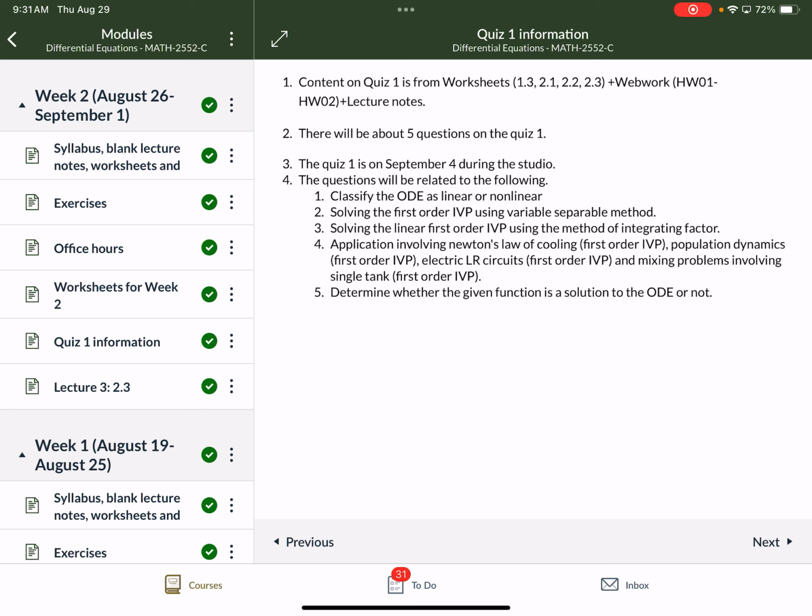Now, what is the best way to prepare for the quiz? Study the worksheets, study the web work, study the lecture notes, study my past assessments.